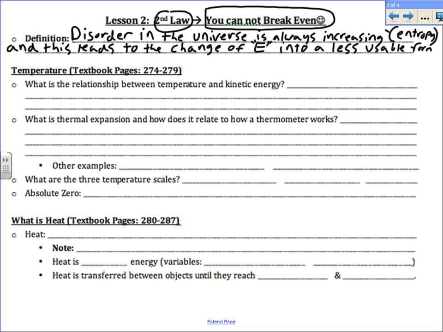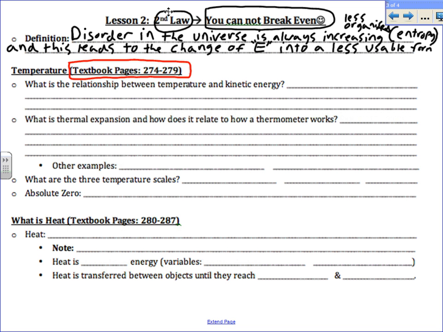So remember, entropy, less organized. Disorder, kind of like 7th graders tend to be less organized. So anytime motion occurs, or another word, work, thermal energy goes into a less usable form. And that's the definition of the second law of thermodynamics. And now we're going to focus on temperature. And temperature can be found in your textbook on pages 274 through 279.